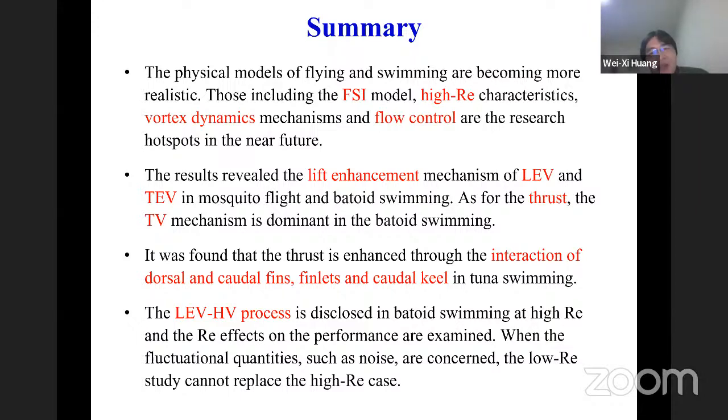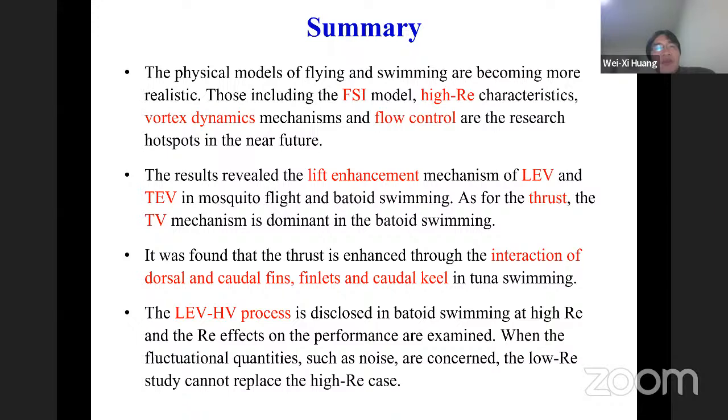We can say that when we constrain the fluctuation quantity like the noise, we have to do the high Reynolds number case. In some situations, the variation of the trend of the low Reynolds number case is similar to the high Reynolds number case. And nowadays, the physical model becomes more and more realistic, and I think this is a future research hotspot.